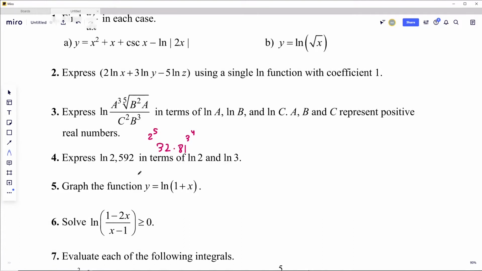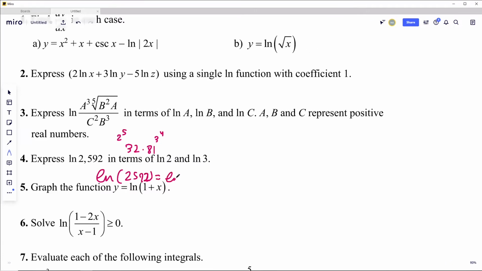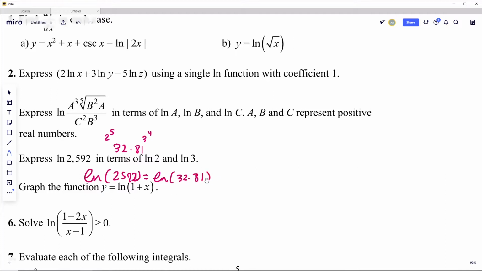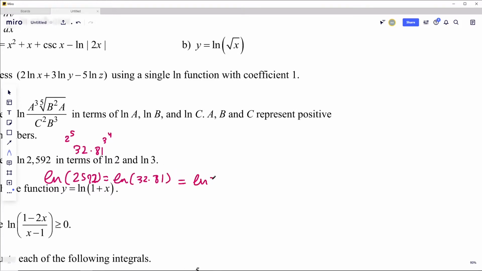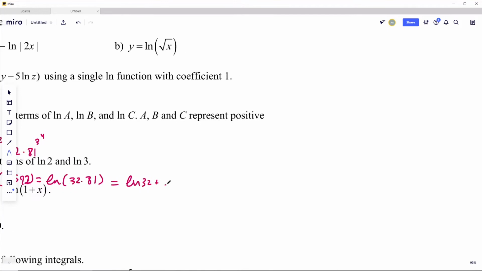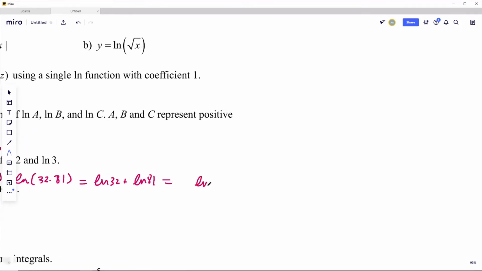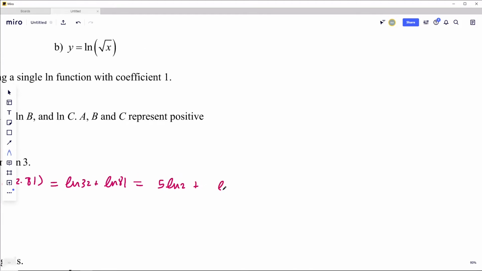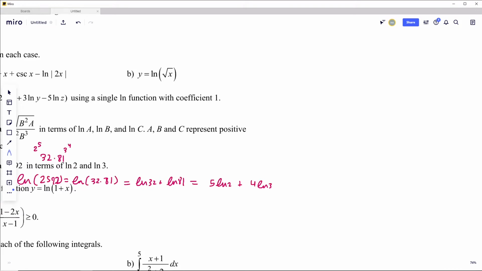So we can already see that this number, if we break it down step by step, is nothing but the ln of the multiplication of the two numbers. And just like the previous exercises, we've seen that we can split it. So ln 32 plus ln 81, and then just do the exponents, where you have 2 to the power 5, bring it down, it's going to be here, plus ln 3 to the power 4, bring it down, so you get here. And that's it pretty much.